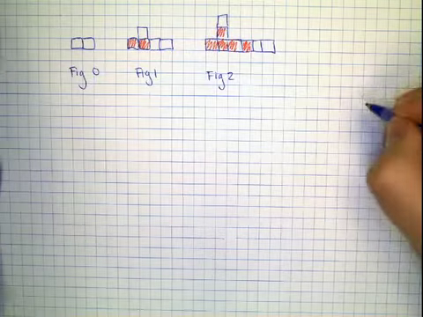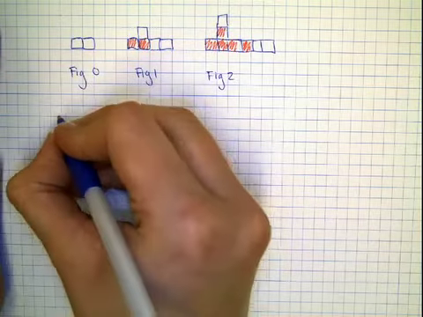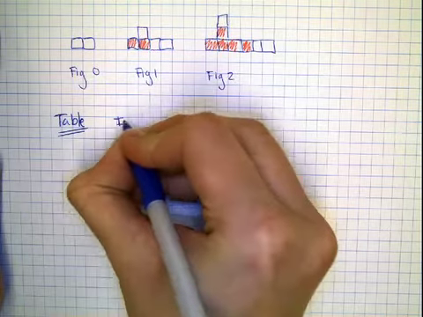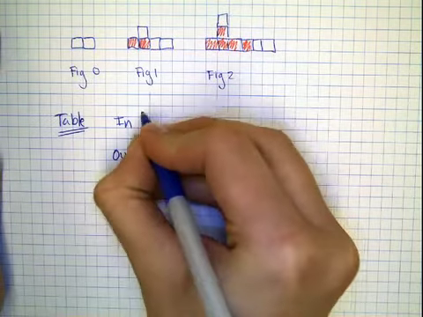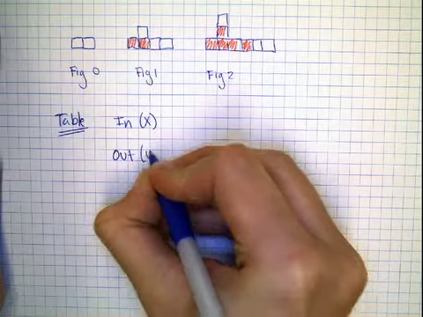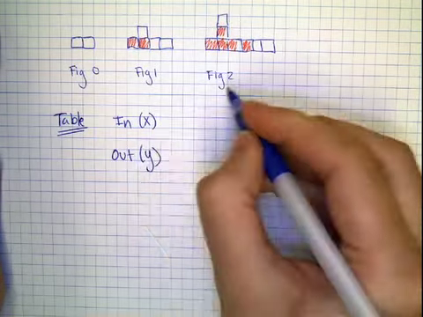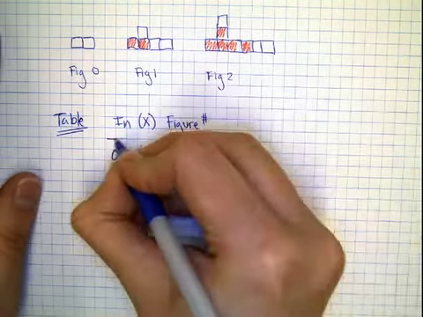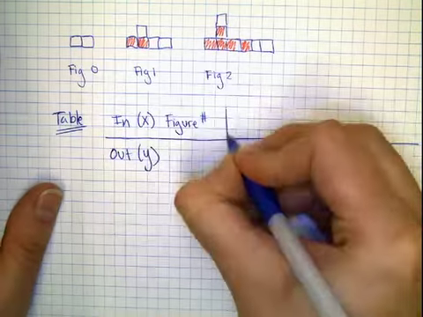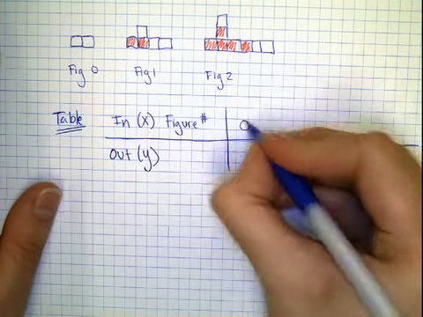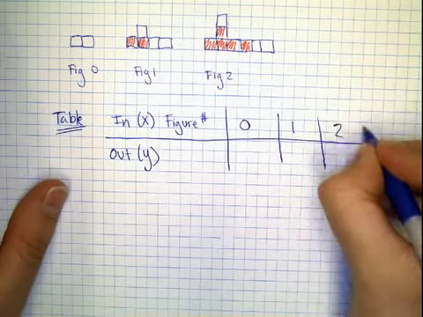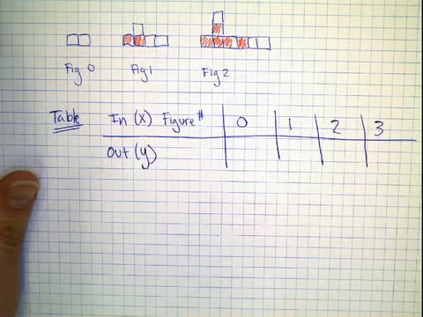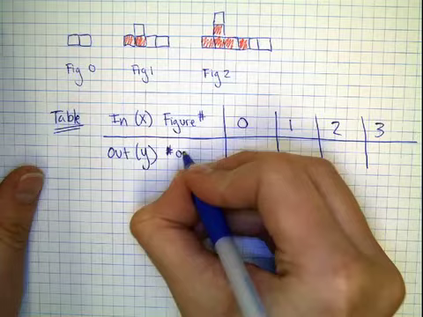Our job is to take this pattern and convert it into a couple of different things. A table. And a table means that we're going to have what we call an in and an out. In is the x values, which we'll talk about in a minute, and out is the y values. In this case, all the ins are the figure numbers. So I'm going to split this table up. The figure numbers are figure 0, figure 1, and figure 2. So 0, 1, and 2. And if I wanted to keep going, I could draw figure 3 and figure 4 and figure 5 and make a bigger table. The out is going to be the number of tiles.